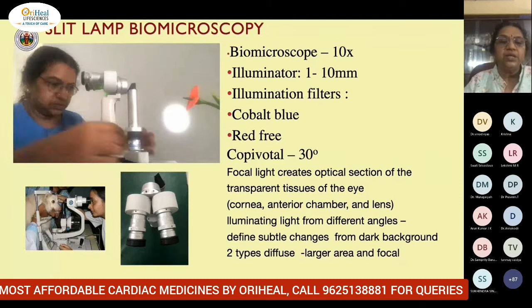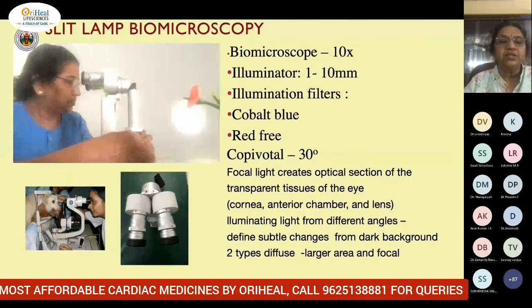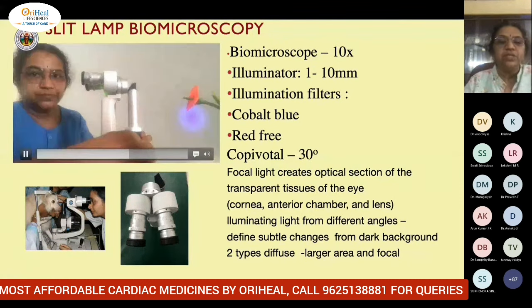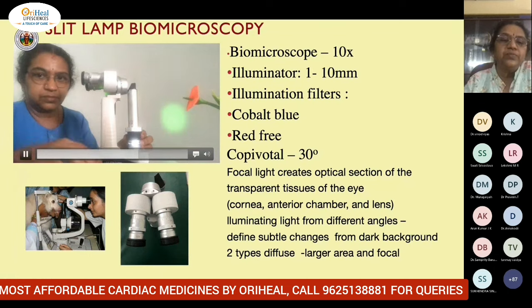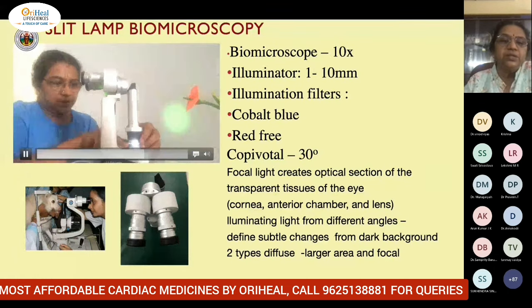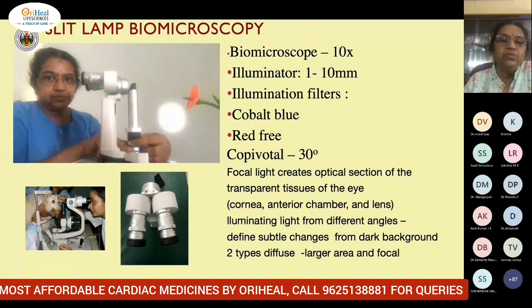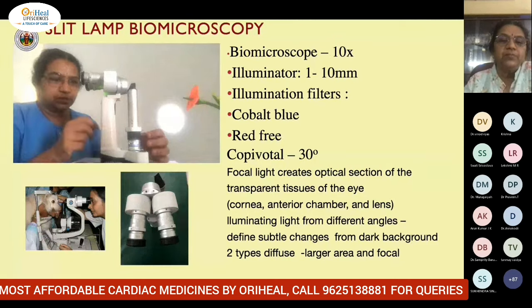Additionally, at the base of the illumination tower, you have the cobalt blue and red free filters. You have to toggle around one circular frame here. Then you will get all these different types of filters. You have to do very minute movements. And also the aperture size you can change.